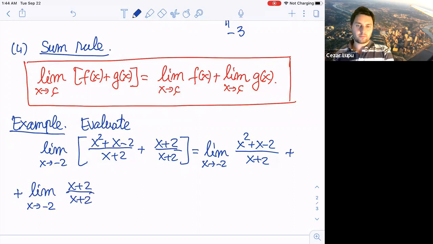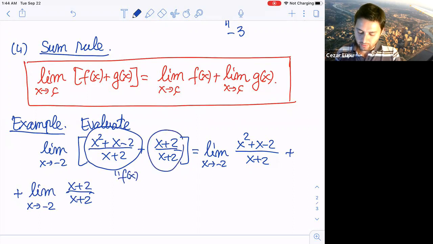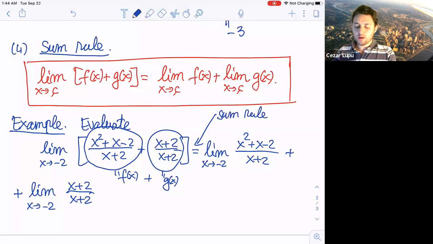Right? You can see I have the sum. Imagine that this guy here is like an f of x, and this guy here is like a g of x. And by applying the sum rule, I get this. Well, we have seen previously that this limit would be -3 plus the limit as x approaches -2 of (x plus 2) over (x plus 2).